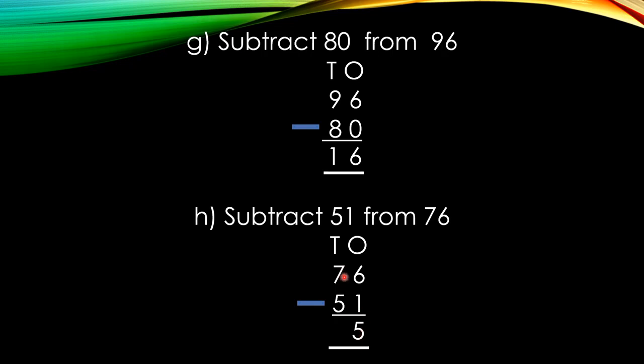Now keep 7 in your mind and 5 on your fingers. So before 7 we have to count 5 numbers. Let's start counting, 6, 5, 4, 3, 2. So we will write 2 here. So 76 minus 51 is equal to 25.